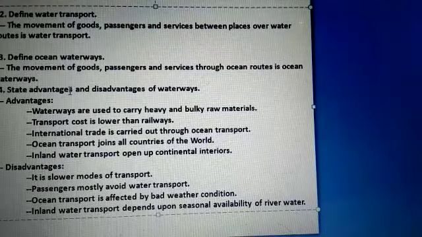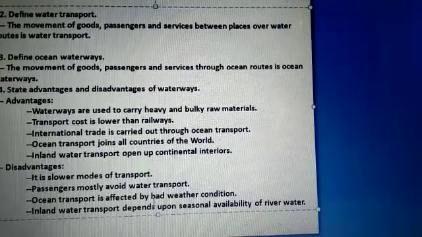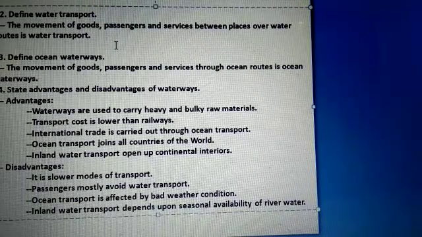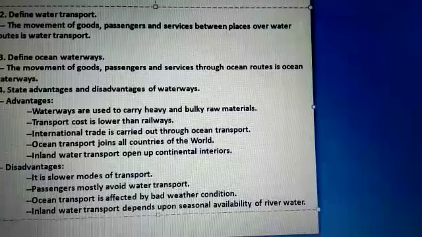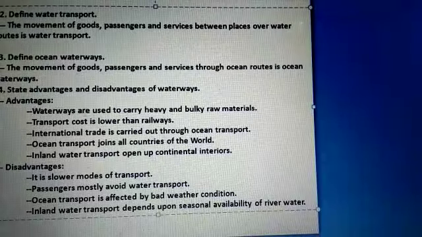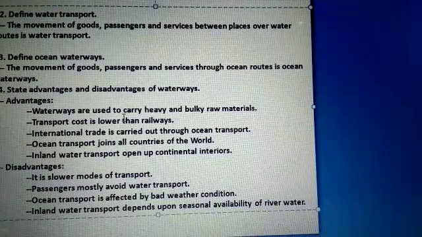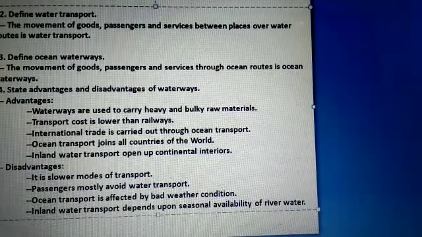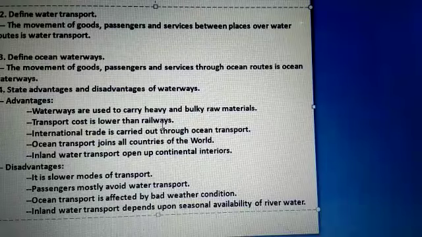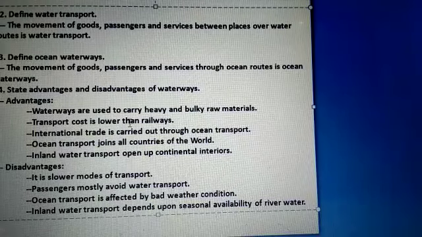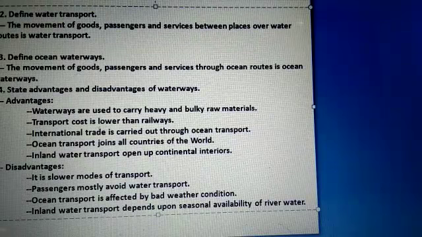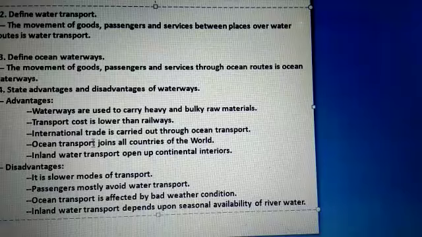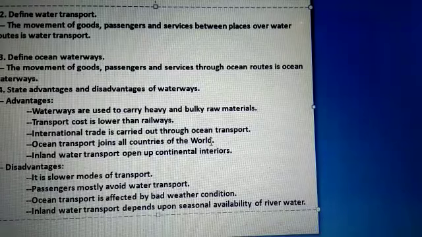Now come to the advantages and disadvantages of waterways, inland waterways as well as oceanic waterways altogether. Come to the advantages. Waterways are used to carry heavy and bulky raw material for industries. Then transport cost is lower than railway. Then international trade is carried out through ocean transport only. Then ocean transport joins all countries of the world.